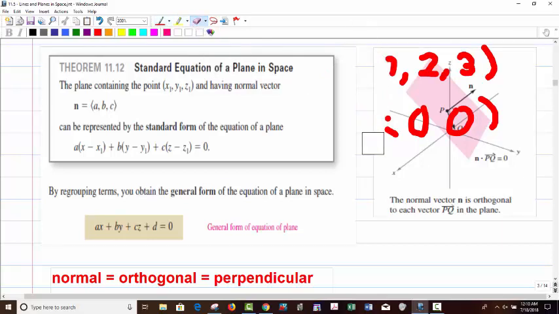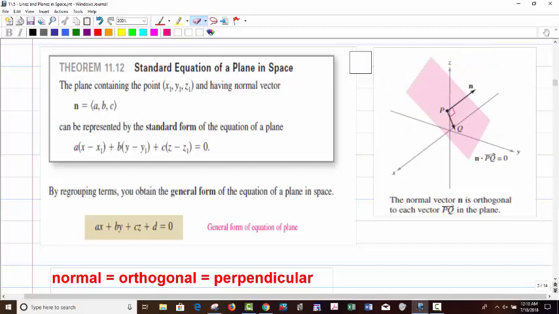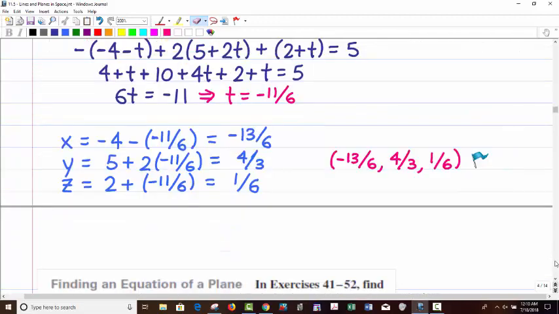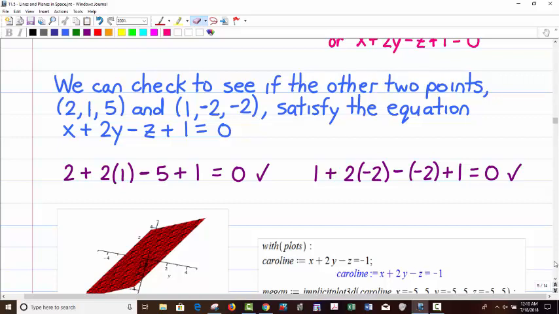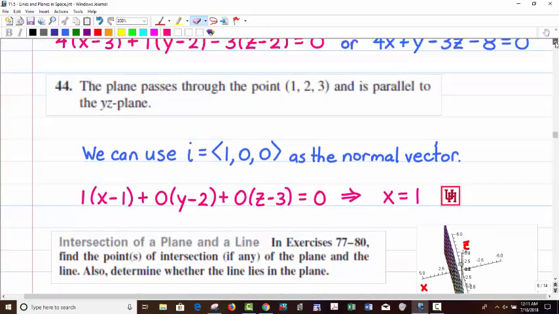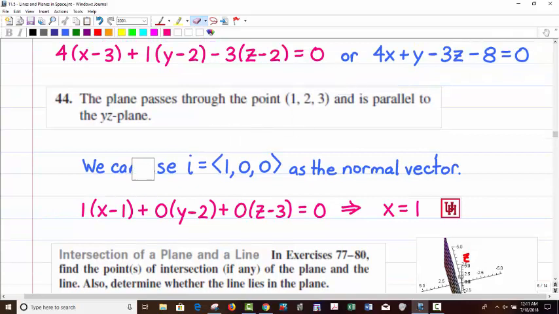I'm just using the standard unit vector i, 1, 0, 0, but my point is that if you used 2, 0, 0 or 6, 0, 0, or -5, 0, 0, it would all work. So I'm using 1, 0, 0 right here. And you have the point 1, 2, 3, so it's x minus 1, y minus 2, z minus 3. Basically you're left with x minus 1 equals 0, so it turns into x equals 1.